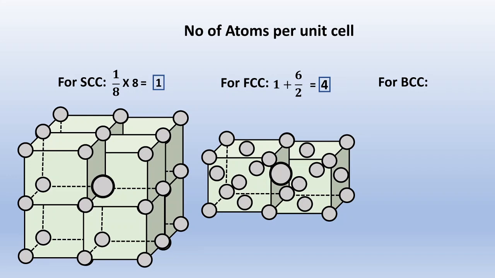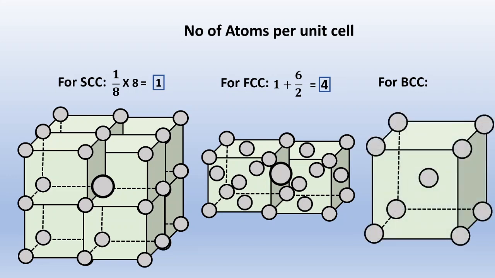The last calculation is for the number of atoms per unit cell for BCC crystal. It's very easy, as we can see that in BCC there are atoms present at the corners of the cube, and the contribution from these atoms, as we have already calculated in SCC, is 1. So one atom is already there, and the contribution from the center atom is 1, because this atom is fully inside the cube and is not being shared by other unit cells. So the total number of atoms present in BCC is 1 plus 1, that is 2.